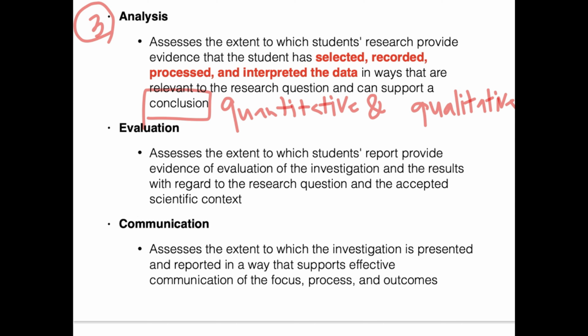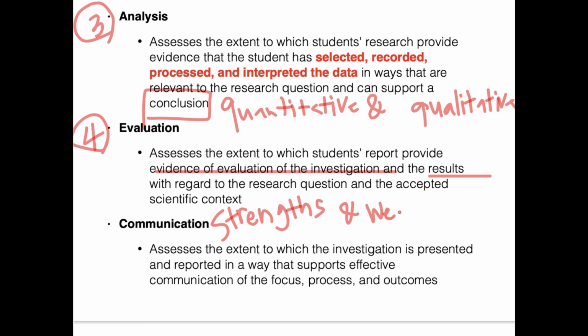The fourth criteria is evaluation, and it assesses the extent to which the student's report provides evidence of evaluation of the investigation and the results with regard to the research question and the accepted scientific context. So this sounds difficult, but it says that you just need a detailed conclusion that is described and justified, and that you would need to include strengths and weaknesses of the investigation, such as limitations of the data and sources of error. Also, you would need to include suggestions for improvement.